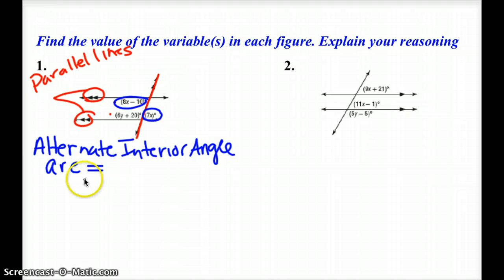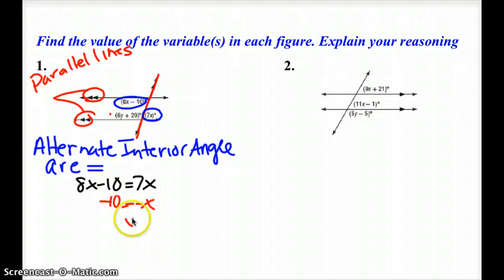So at this point I'm going to set them equal. 8x minus 10 equals 7x. I'm going to get my x's together. That's going to give me a negative x equals a negative 10. So x equals 10. Now that's not what they're asking me to find. They're asking me to find the value of the variables. So that is one of my answers, but I also need to find my y.